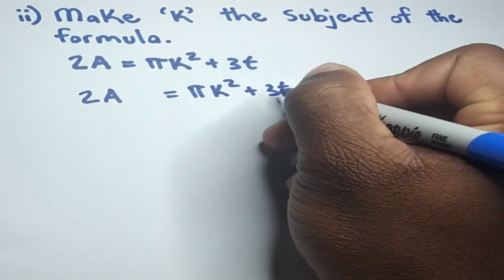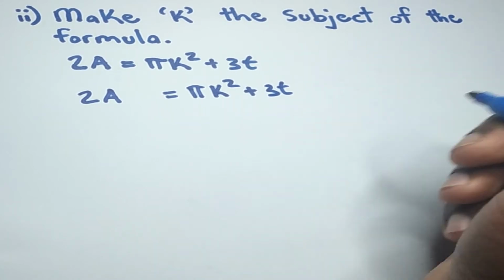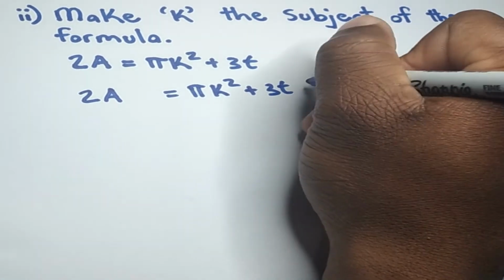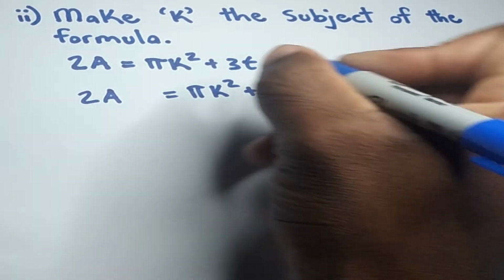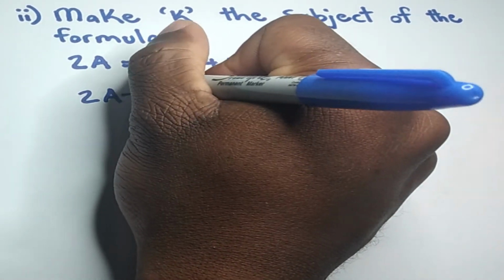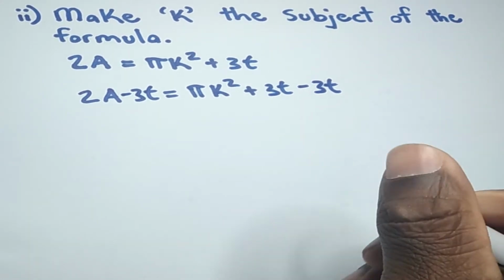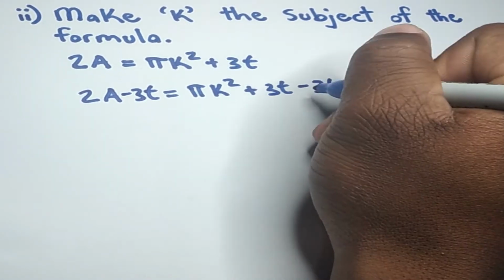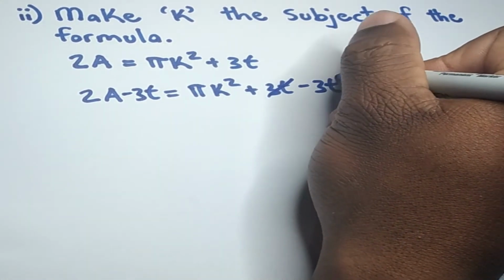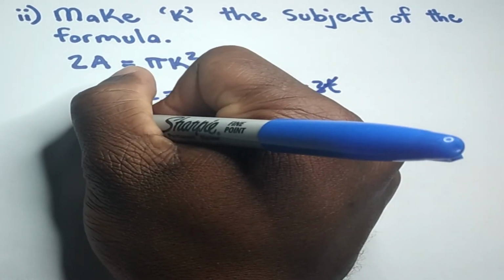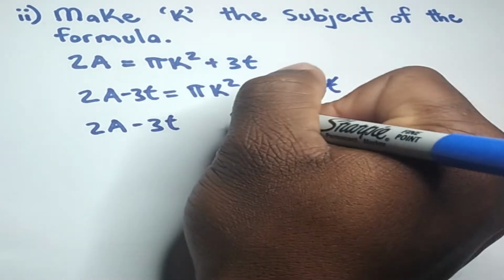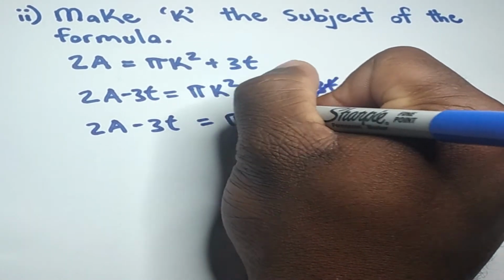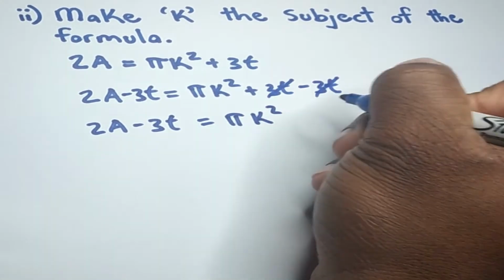So to get rid of this positive 3t right here, I'm required to do the opposite of that, which is to minus 3t. And if I minus 3t on this side, I'm also required to minus 3t on the left-hand side as well. All right, so 3t minus 3t, those things will cancel out, and I'll be left with 2a minus 3t is equal to pi k squared, all right?